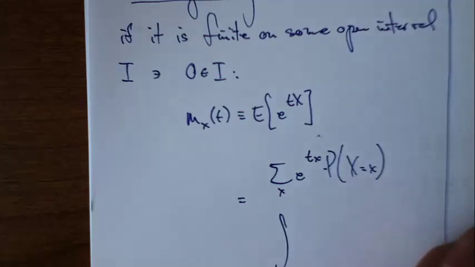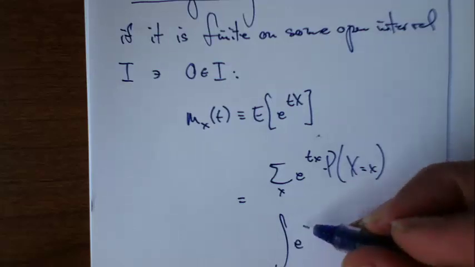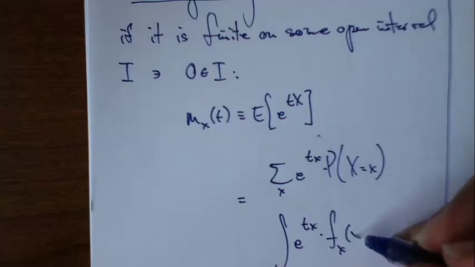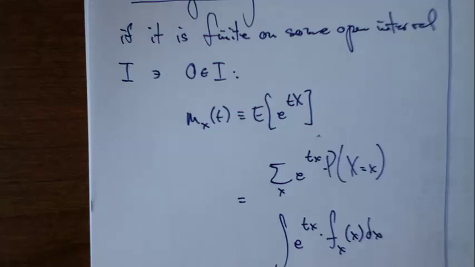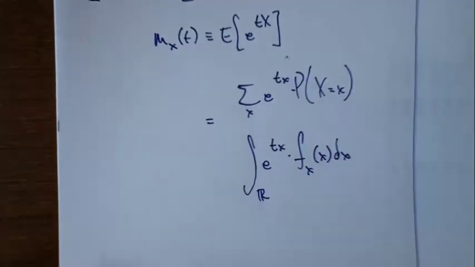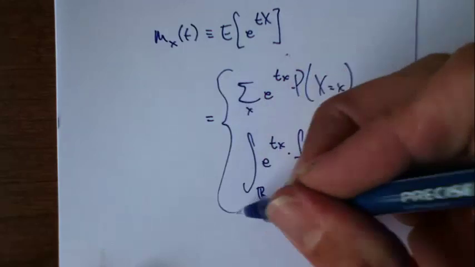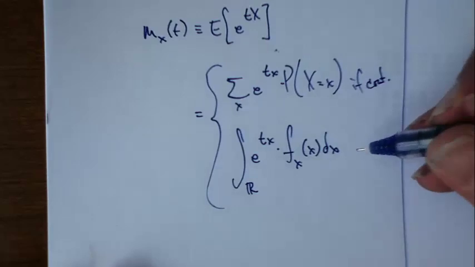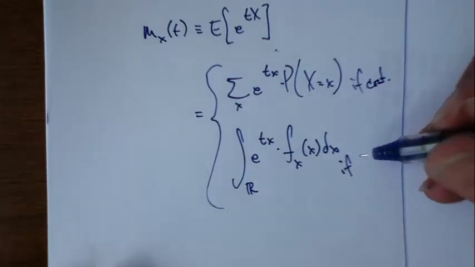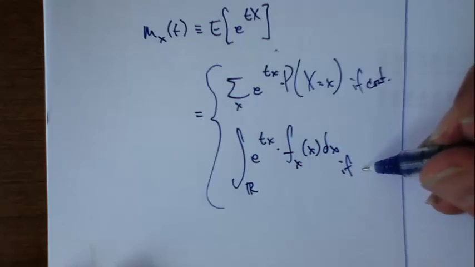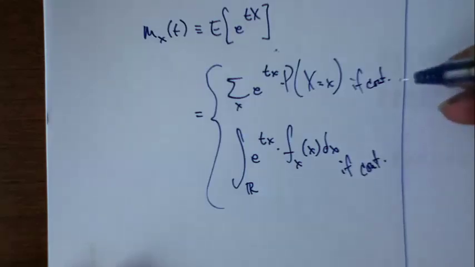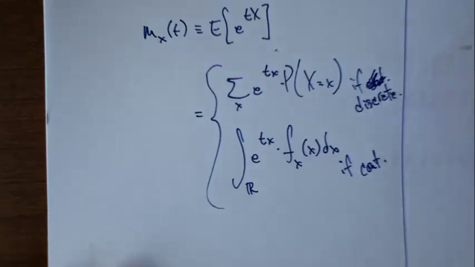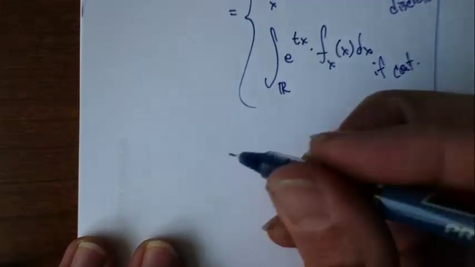Or in the continuous case, I know how to write this out now. It's the integral of e to the tx times the density of x dx. So this is how we can get moment generating functions for continuous variables like gammas and exponentials and uniforms. This is wrong, it's supposed to be discrete. Gosh, I need to go back to high school. Okay.